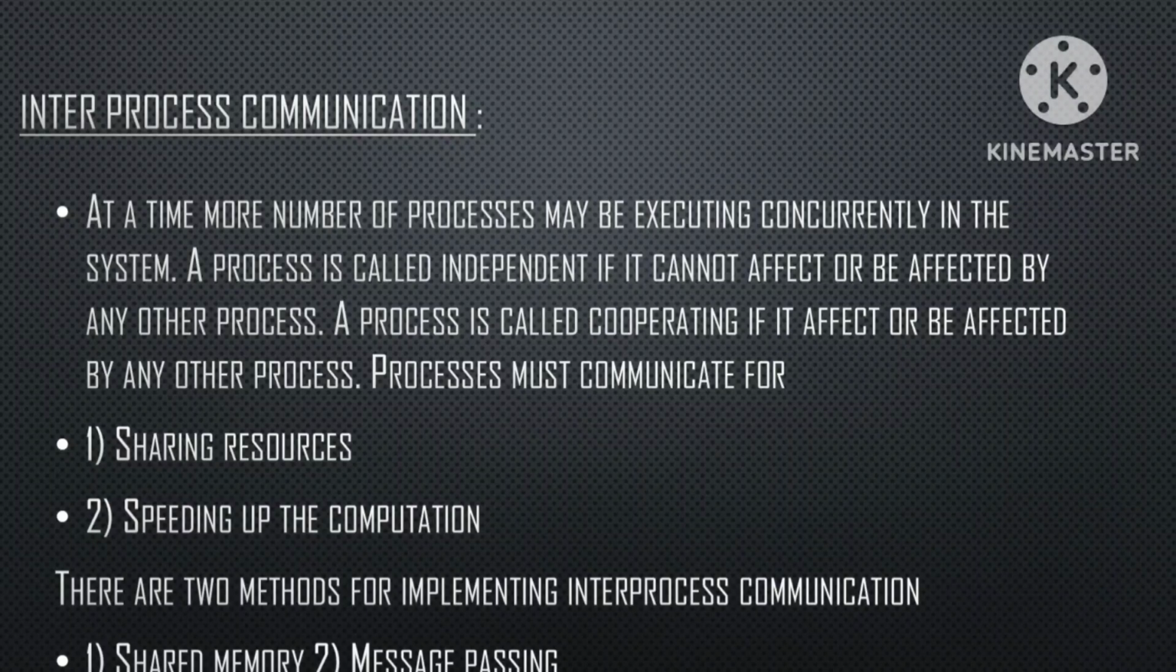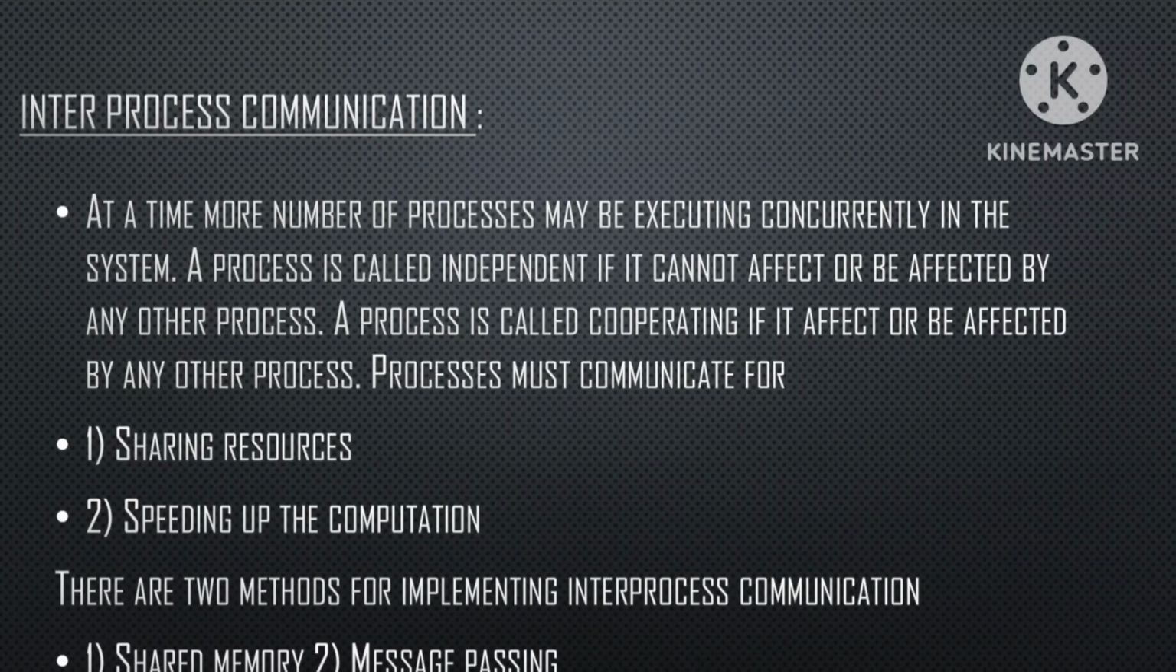Second slide, it is inter-process communication. As I have said before, inter-process communication is used because, at a time, more than one process may be executing concurrently in the system. A process is called independent if it cannot be affected by any other processes. A process is called cooperating if it is affected by or can affect any other processes.